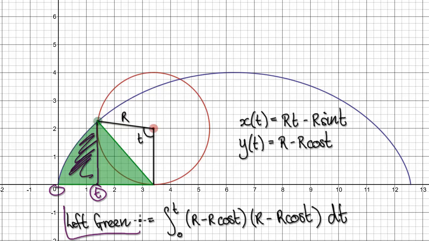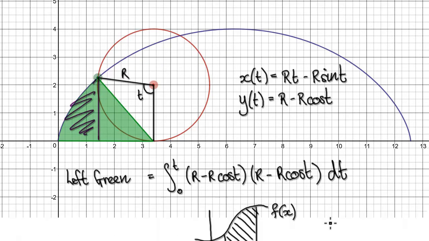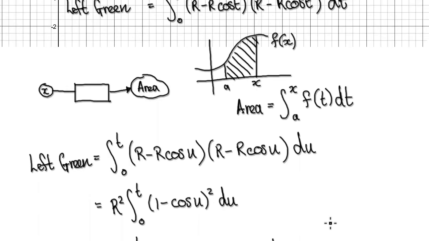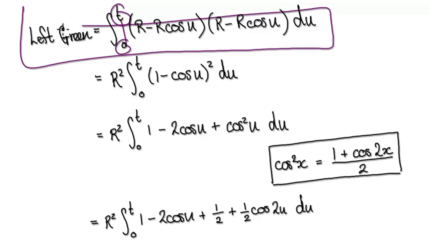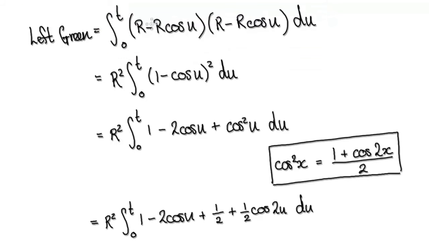So that's this left green. Later on we will add it to this right green. For the time being, the left green area is given by the integral from 0 to t, and this was the stage that we got to in the previous video. So now it's just a matter of integrating this.